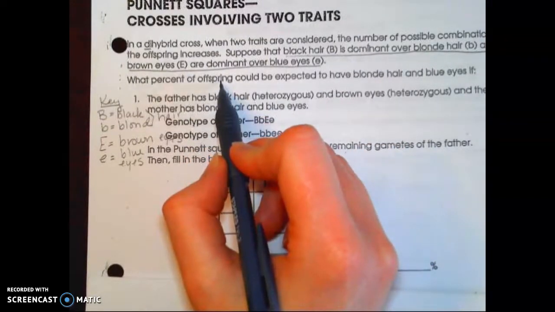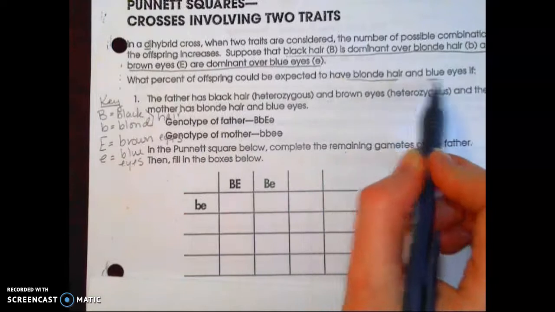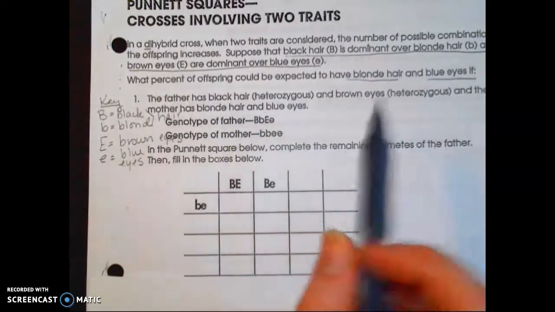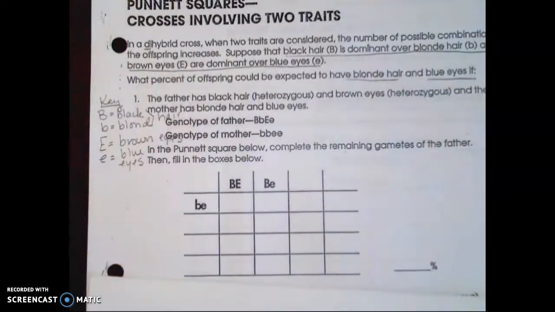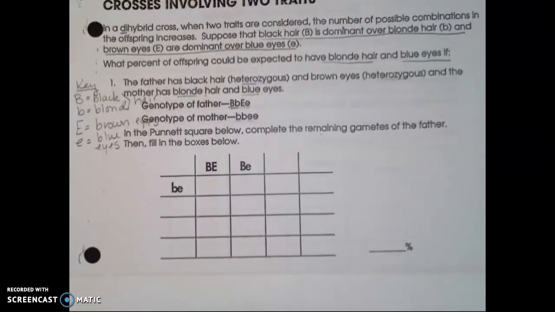If we look at problem number 1, it's going to be based on this question here. What percent of the offspring could be expected to have both blonde hair and blue eyes? That's both traits at the same time, blonde hair and blue eyes. So we're going to perform this cross that's designated by number 1 and described here in order to answer the question of that probability.